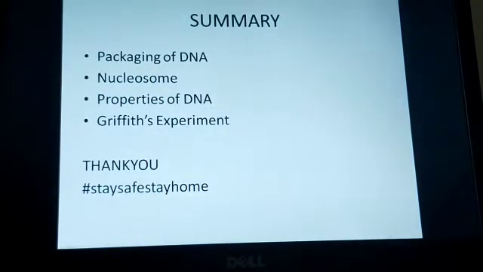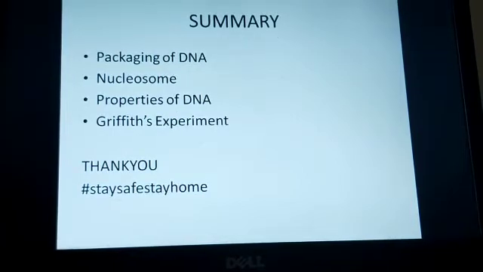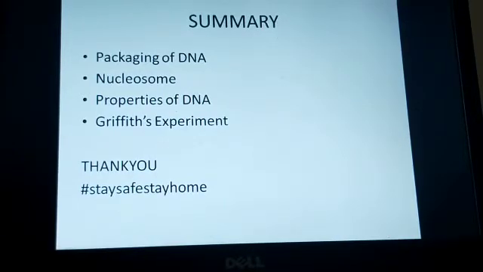Let us just quickly summarize what we have seen in today's module. In today's module, we have seen the packaging of DNA, nucleosome, properties of DNA, as well as the Griffith's transformation experiment. Children, in the next class, I am going to discuss something about your practical projects.